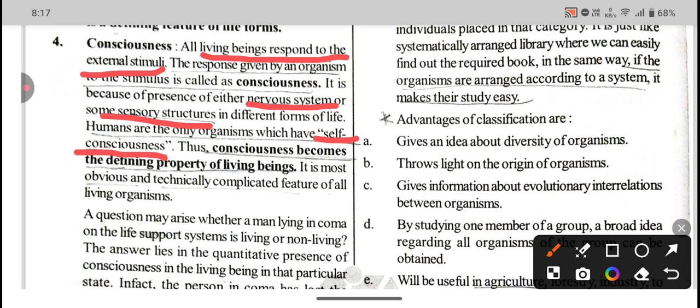So self-consciousness is a phenomenon in which the organism shows some senses to take care of itself, to be saved from predators, and to aspire to survive on the earth. So the living organisms do show consciousness, while the non-living objects don't show any consciousness.